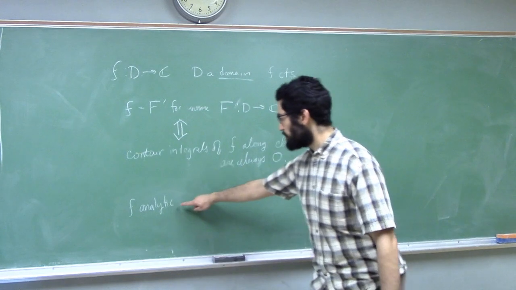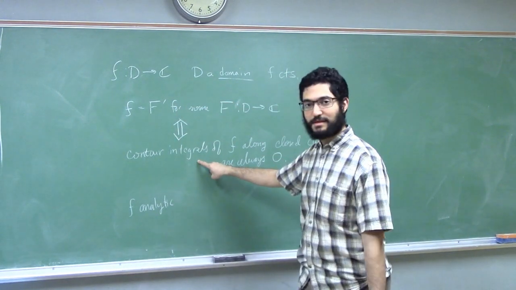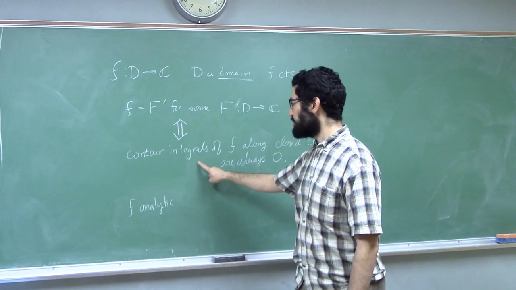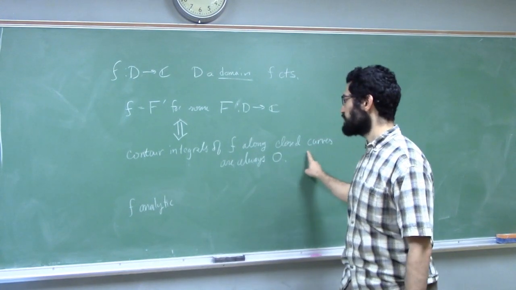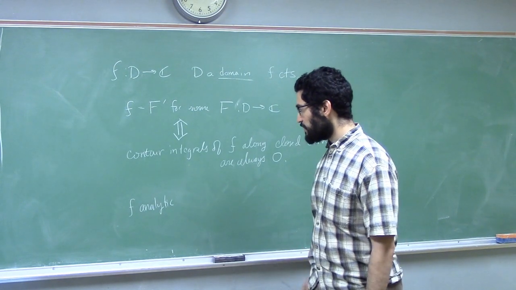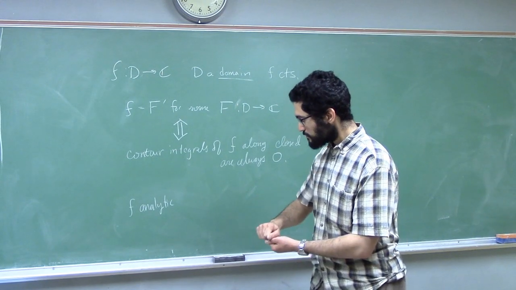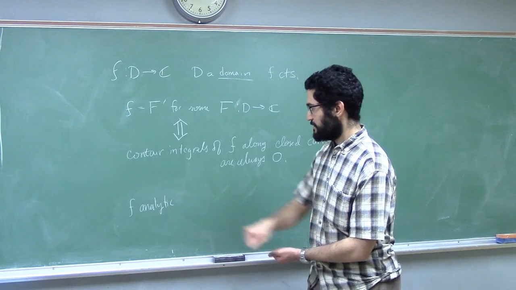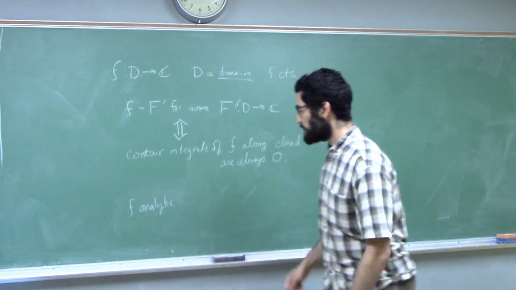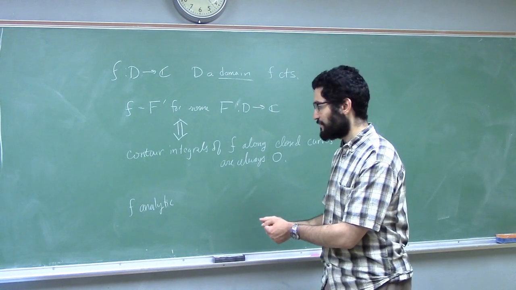Well, if we want to know whether this implies this, we can go through this handy criterion that we now have. The question is, if f is analytic, then can we prove that all contour integrals along closed curves vanish? Well, what we've done so far is prove that all contour integrals along triangular paths that are closed, that start and end at the same vertex, do vanish, as long as the triangular path has the triangle and the inside of the triangle fully inside the domain of the function.